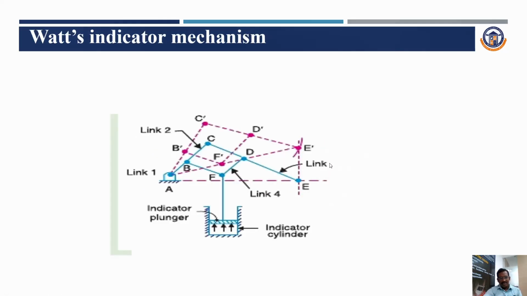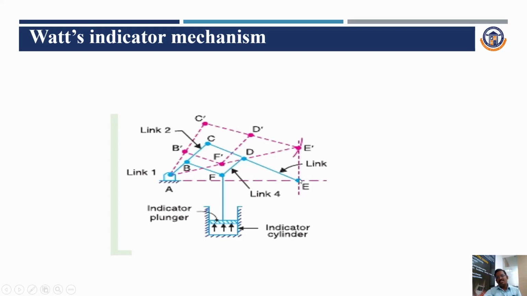Next, the Watt indicator mechanism. The Watt indicator mechanism is one of the 4-bar mechanisms. Here A is fixed, with points B, C, D, E and F. The Watt indicator mechanism is an example of a hand pump. In every village a hand pump is used, and the same mechanism works in it.